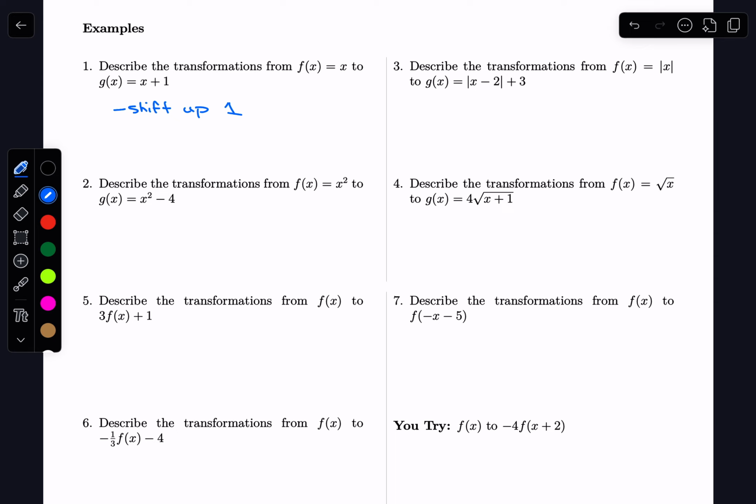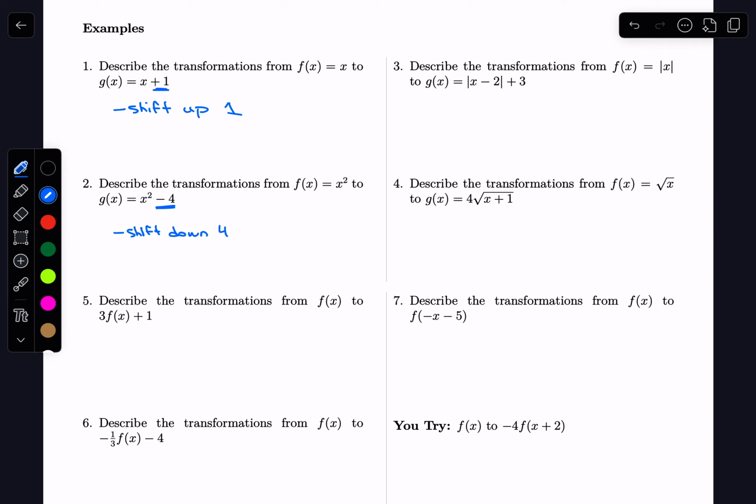All right, number 2, we have x squared becoming x squared minus 4. So in nearly the same way as the previous one, instead of a plus 1, now we have a minus 4. That is going to be a shift down by 4. That minus 4 on the outside just moves us down 4.